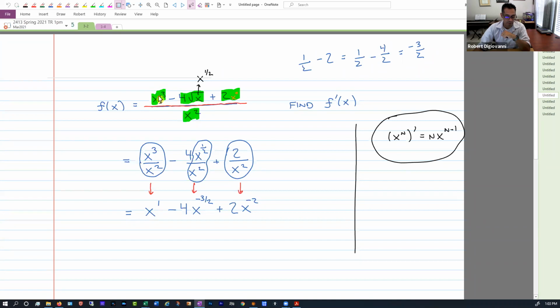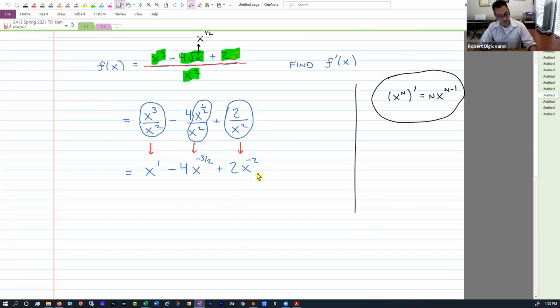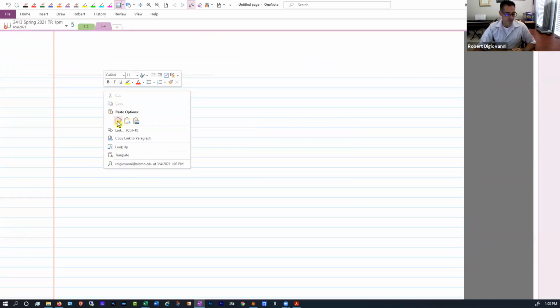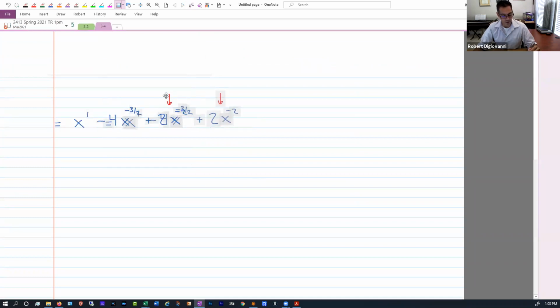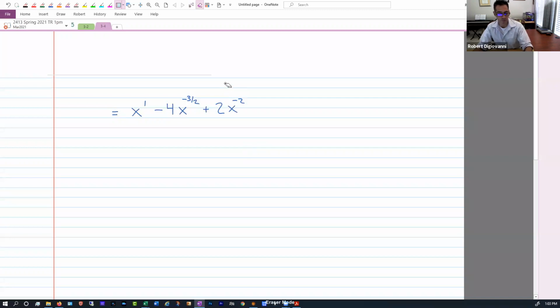So what we did was we put the x cubed over x squared, and then this over this, and this over this. And then we reduce those down to this expression. I'm going to copy it and move it over here. This expression is equal to the original expression, so this is still the original function. Are there any questions on that aspect of this problem? Everyone comfortable with that?